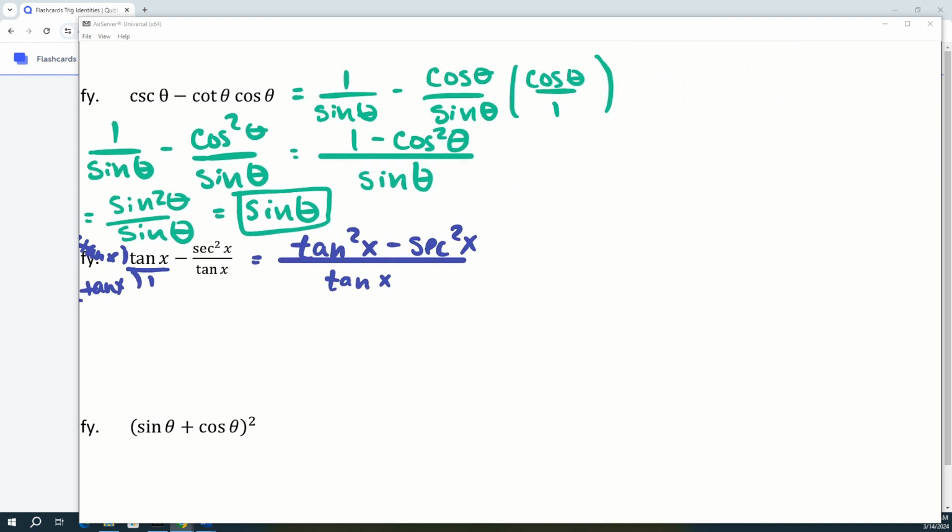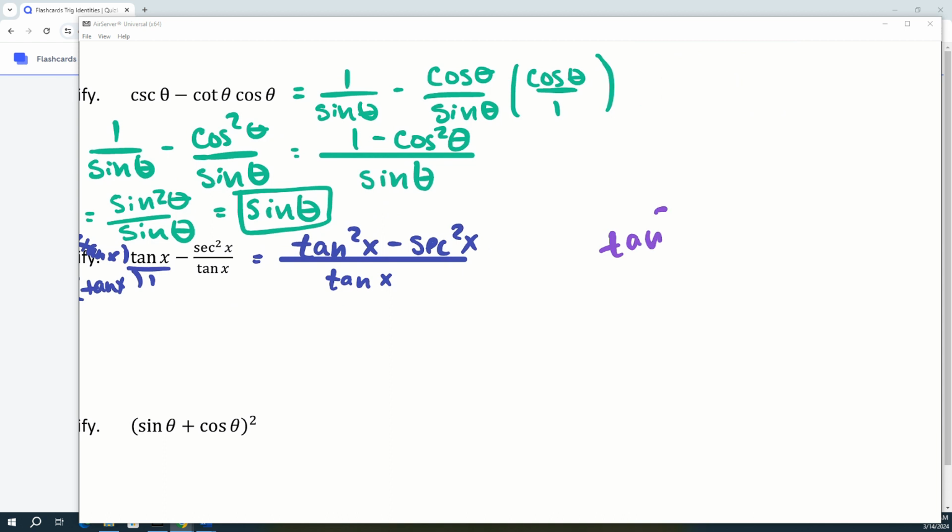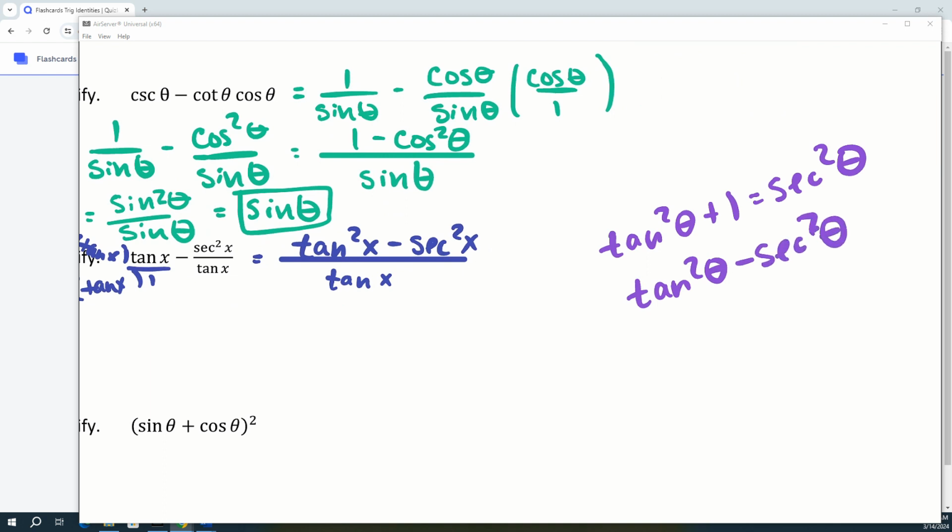So I'm going to write it over to the side because it's kind of hard for me to talk about it when I don't see it. All right, so we're going to move some things around. So I get tangent squared of theta minus secant squared of theta. So that would mean I would subtract the secant squared. What would I do with the 1? Subtract it.